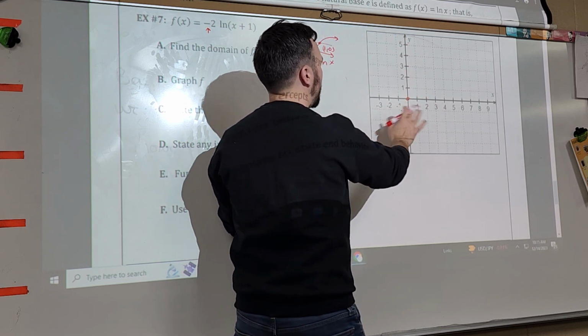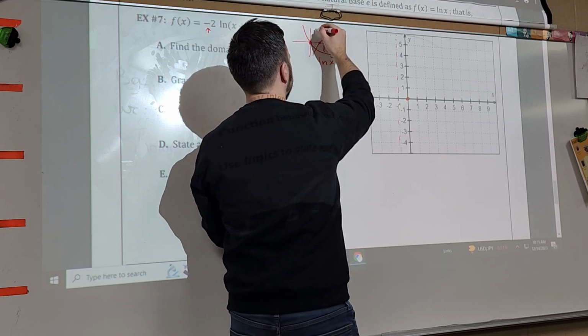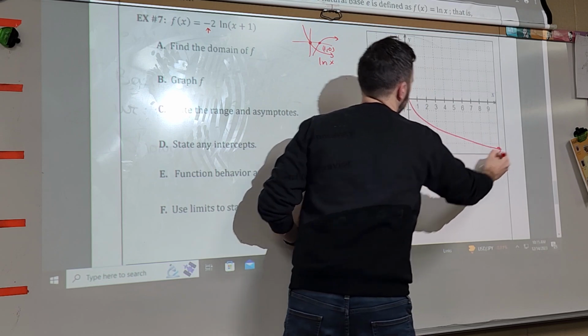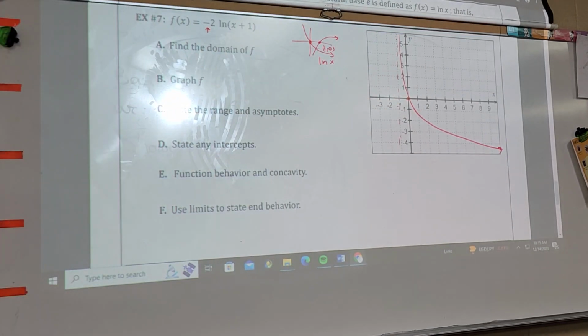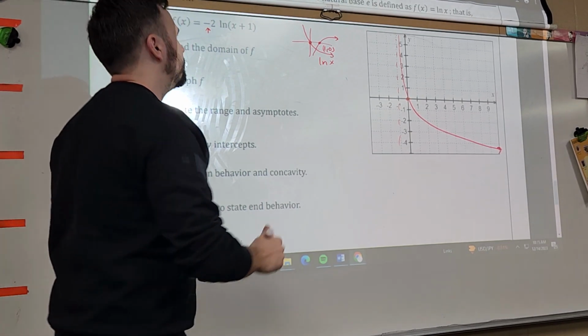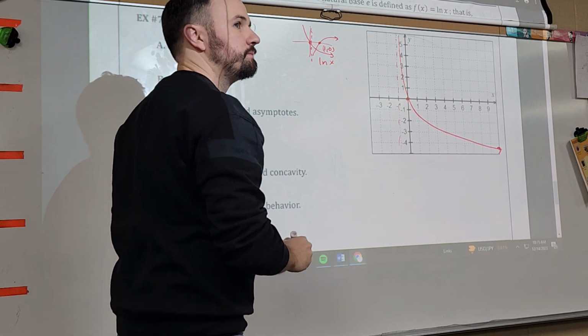And where's my asymptote going to move? Yeah, I still have that asymptote, right? So it looks something like that. Asymptotes help you graph it. How do we know the asymptote? Because it's usually at 0, right? And we moved it left 1.